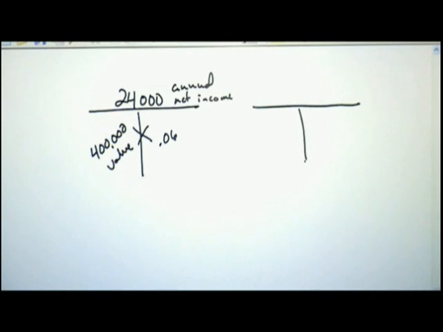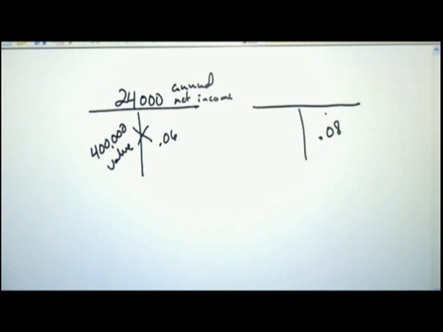Now the question's asking what happens if it's now capitalized at 8%, which means the cap rate went up. You should know already that if the cap rate's going up, the value of the building is going to drop. So we're looking for an answer of less than $400,000.